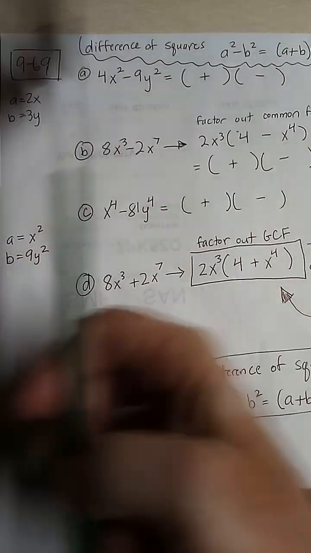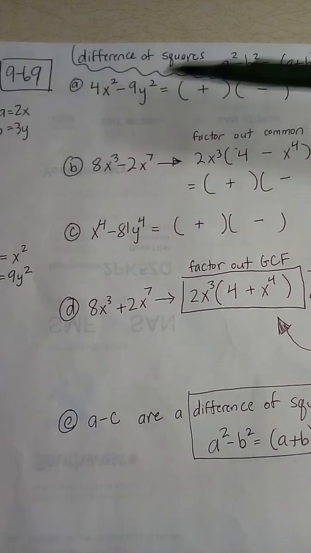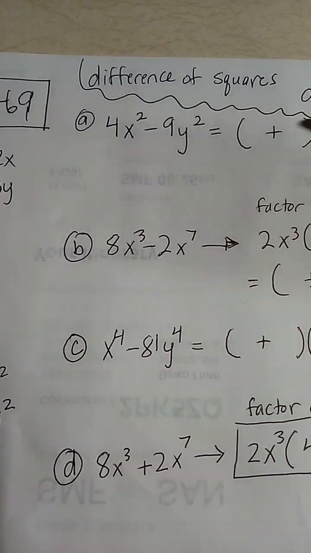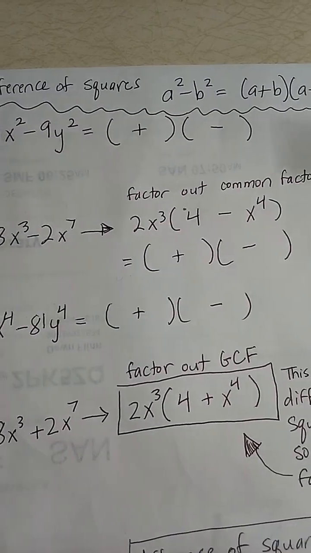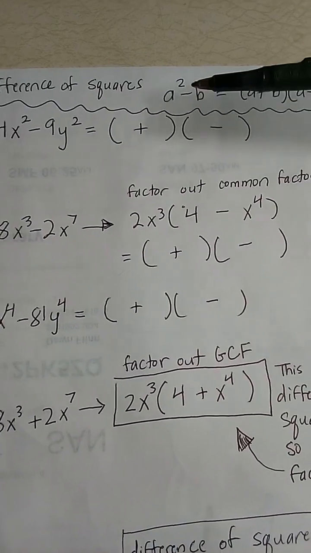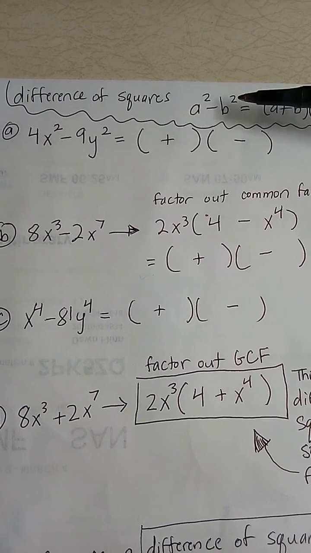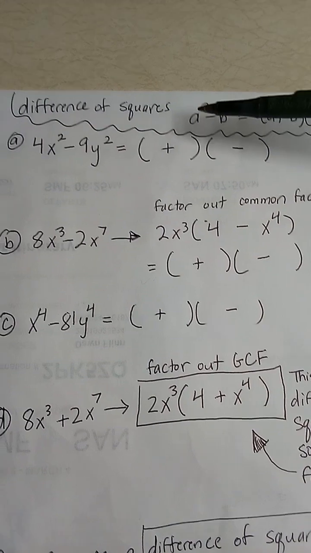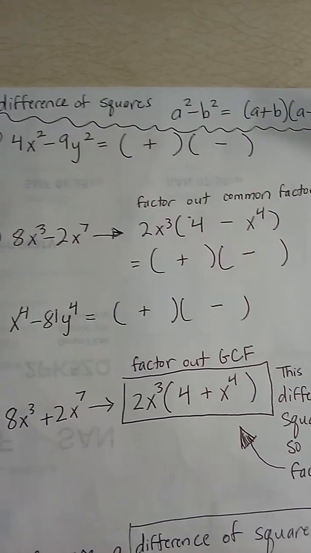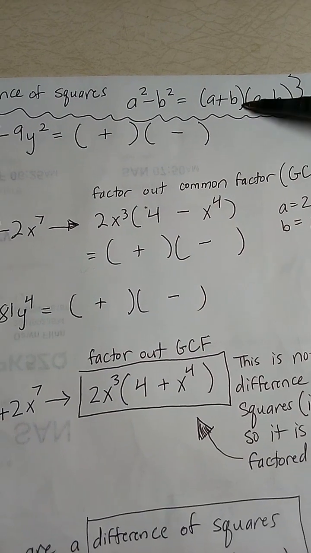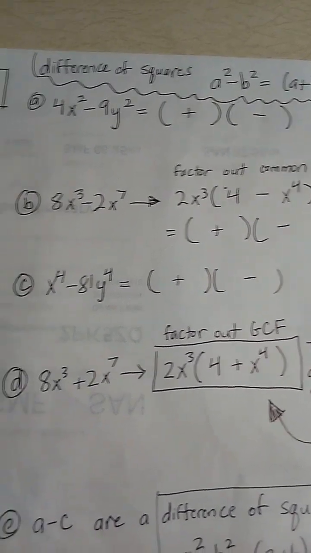Here's Integrated 3, problem 9-69, and it wants you to factor all these expressions. The key to this is difference of squares. If you see a perfect square, a minus sign, and another perfect square, you can take the square root of the first term and the second term and rewrite it as (a + b)(a - b). I'll give you an example.